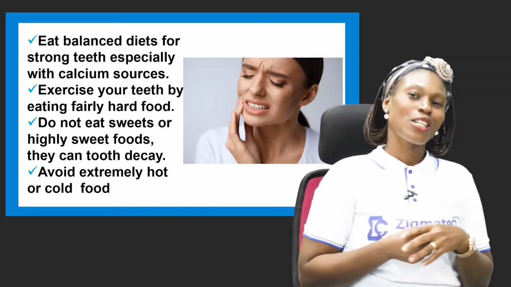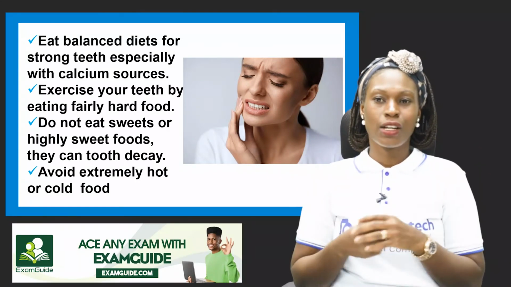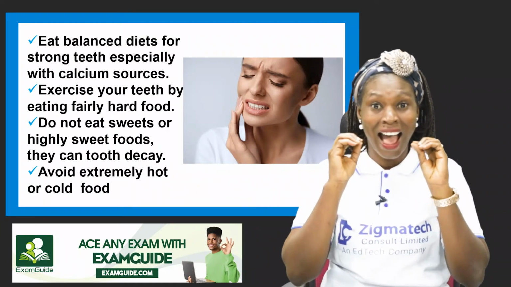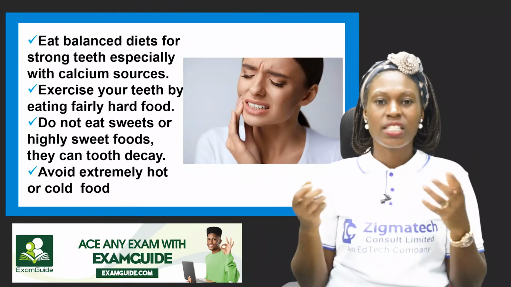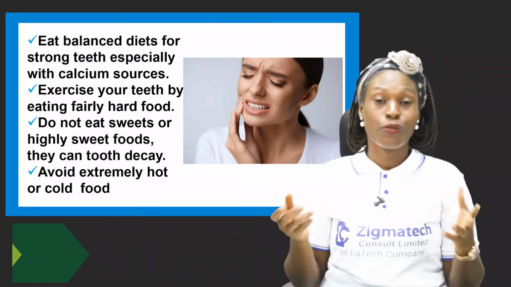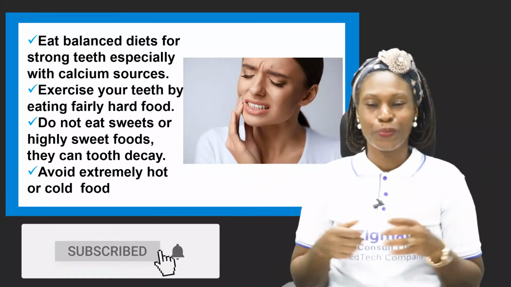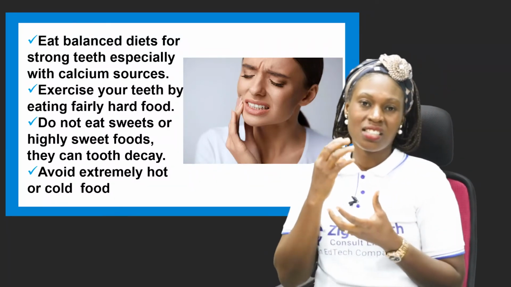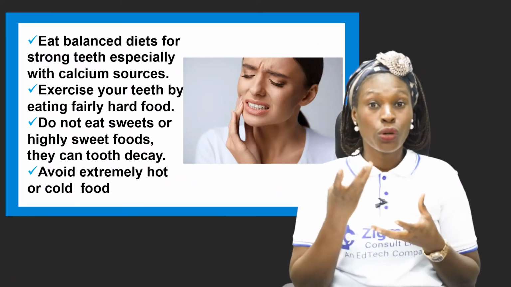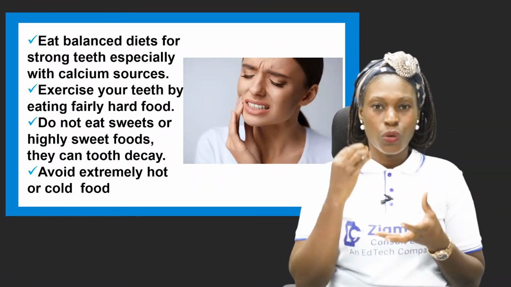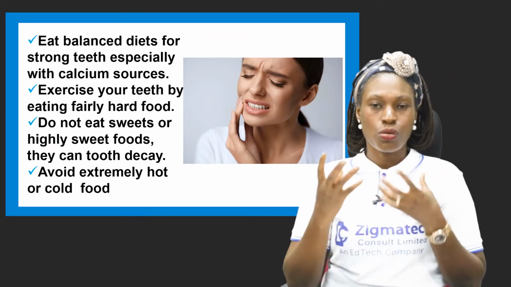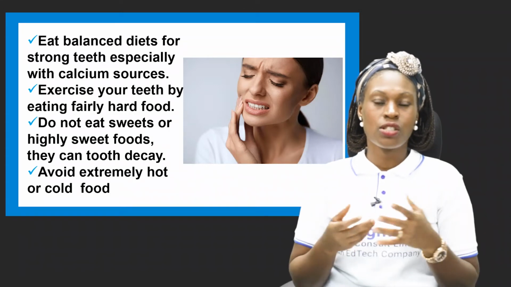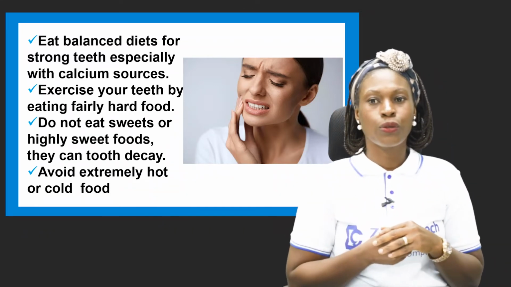Another thing is that you need to exercise your teeth sometimes by eating fairly hard food. I mean fairly hard, not hard. You can take bone biscuits, which we sometimes refer to as biscuit bone. Eat them. It helps to exercise the teeth. You can eat things like coconut, carrot, maize, just to exercise your teeth and keep them active. You can eat some of these things to keep the teeth healthy.